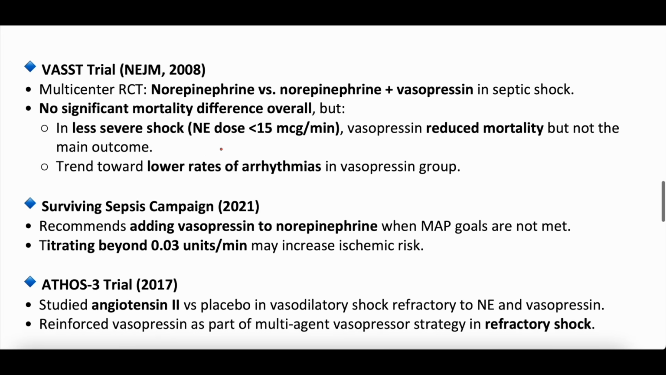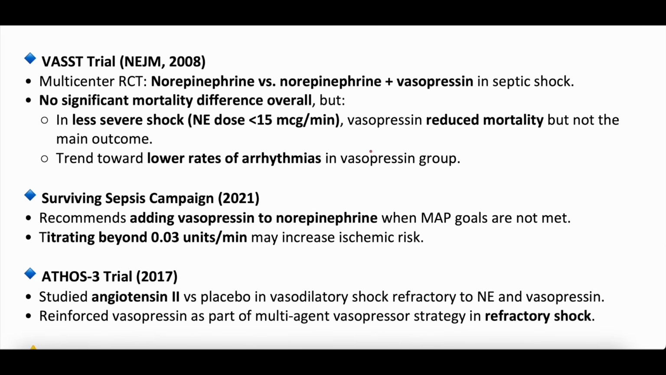Evidence and guidelines. There is a trial that's worth knowing when it comes to vasopressin. It's called the VAST trial. It was published in the New England Journal of Medicine back in 2008. It looked at norepinephrine versus norepinephrine plus vasopressin in septic shock. And there's actually no mortality difference between the two groups. So adding vasopressin to norepinephrine did not improve mortality versus norepinephrine alone. But in less severe shock states, vasopressin may have reduced mortality.